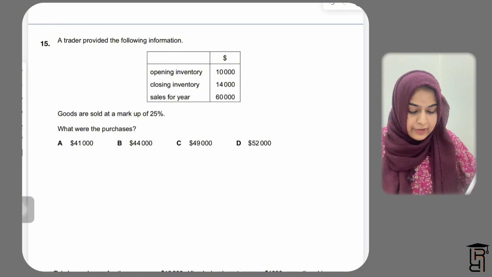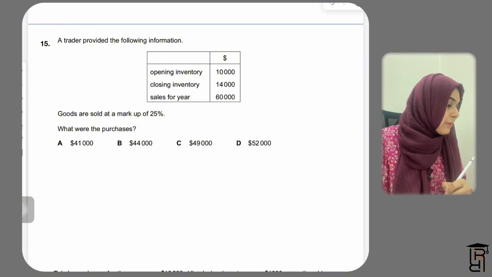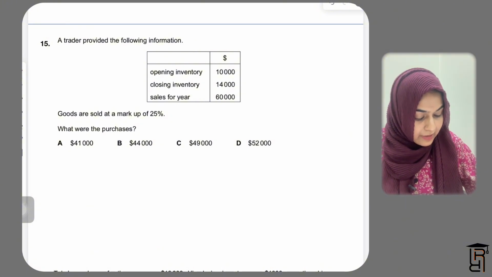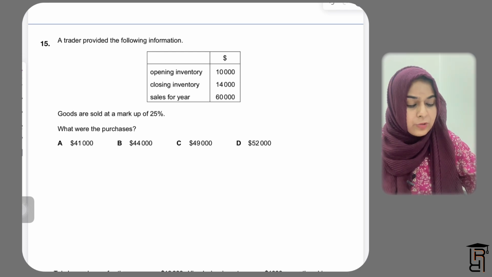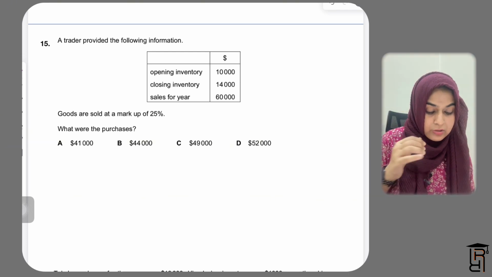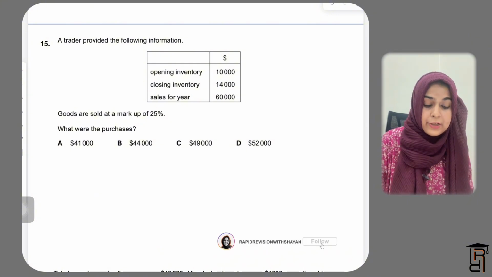So I'll write here 10,000 is my opening inventory plus purchases is X minus closing inventory is 14,000 is equal to cost of sales, which is going to be 48,000. When I solve for the value of X, it comes out to be 52,000, which is my purchases in this case, which I have found through the cost of sales formula.